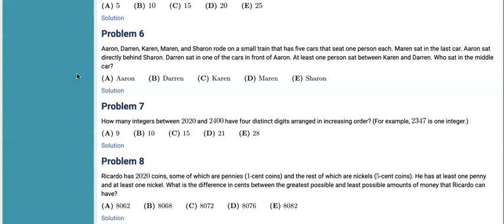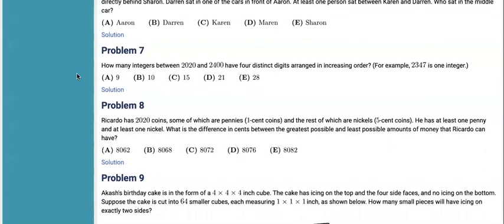So Darren, Sharon, Karen, Aaron, and Marin. No. Oh my goodness. Wait. Darren, Sharon, Aaron, Karen, Marin. Darren, Sharon, Aaron. Okay, so the middle card is Aaron. Okay, then it's A. A for Aaron.